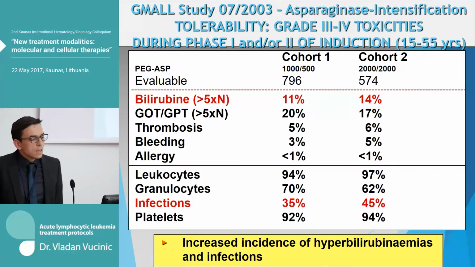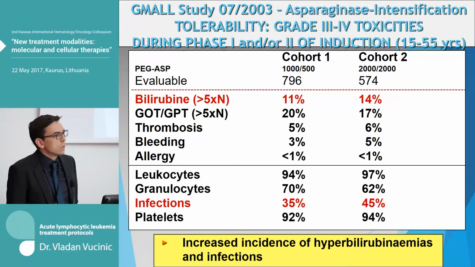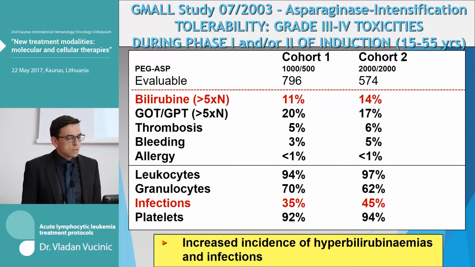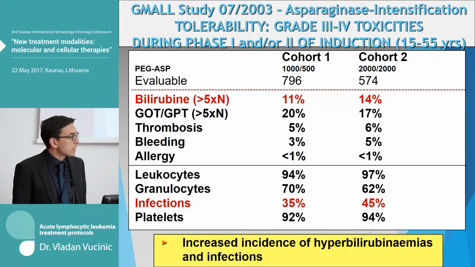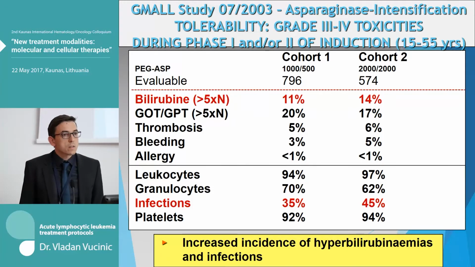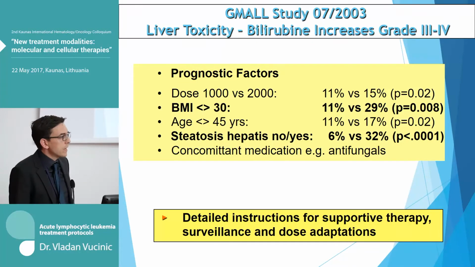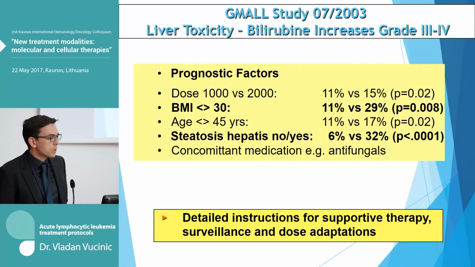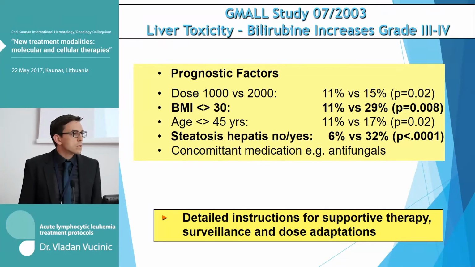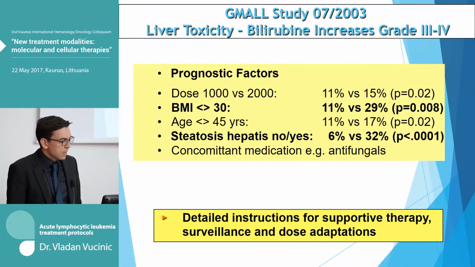This intensification of PEG asparaginase led also to increased toxicities, and we saw toxicities regarding liver failure, and we saw also increased infection rates. After a few years, it was possible to define the patients who are at risk for developing the toxicity complications, and those are the adipose patients, the patients with steatosis hepatis, and the patients of above 45 years of age.